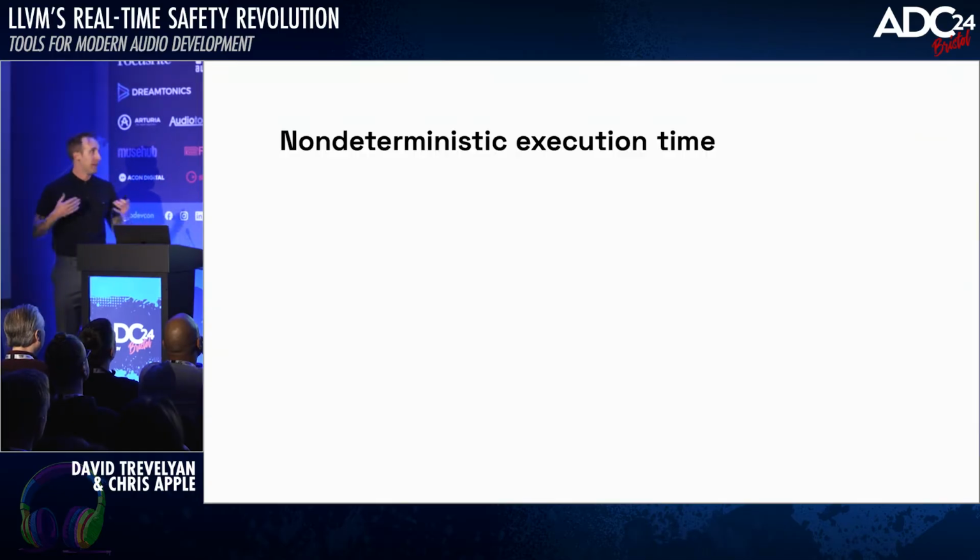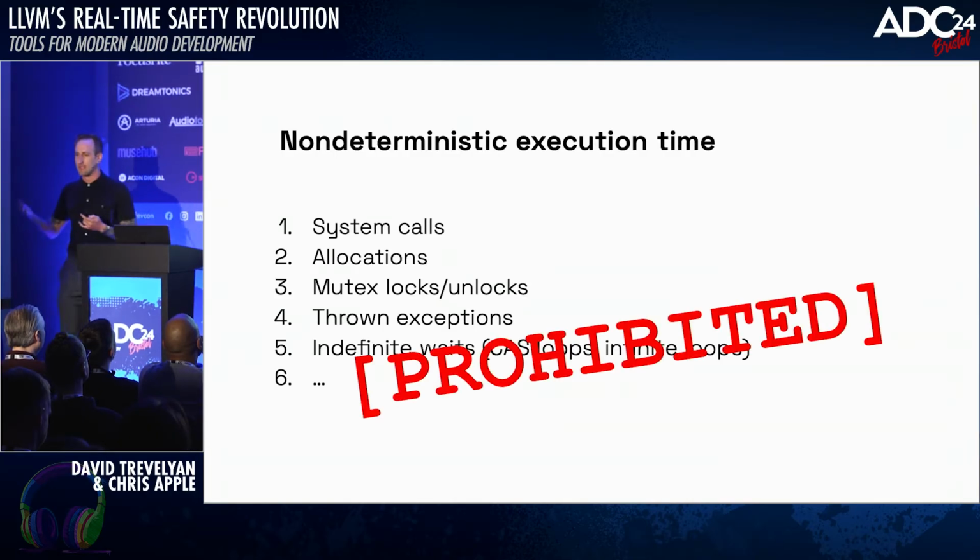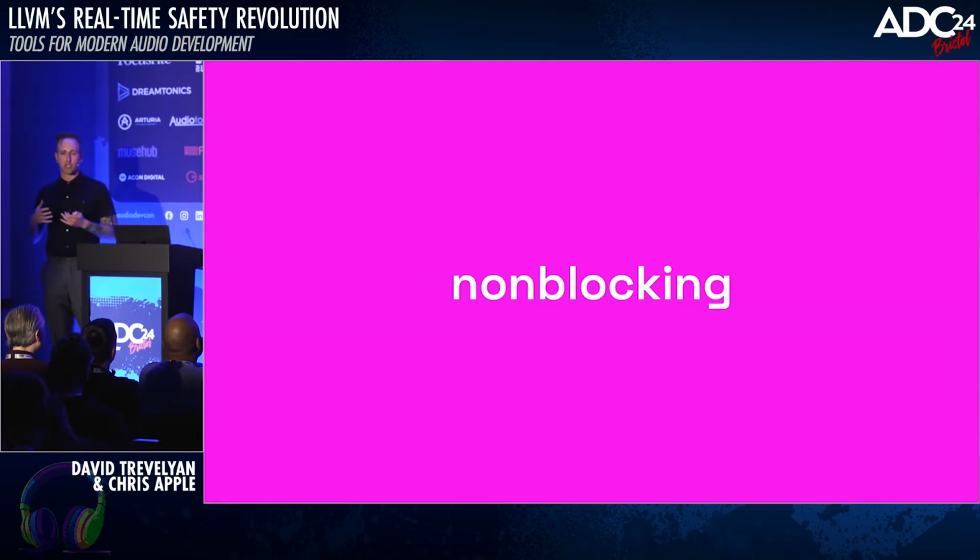What, of course, that means is we can't have non-deterministic execution time. When we're writing in a real-time context, we have a big list of disallowed calls. Things like system calls, allocations, mutex locks, and unlocks are all disallowed. What binds these all together is that they can indefinitely block progress of our real-time thread, leading to dropouts. Said in another way, we need to make sure this code is non-blocking, that it's always moving forward. Remember this word, it will come back many times during this presentation.